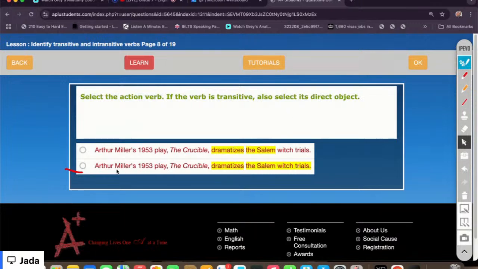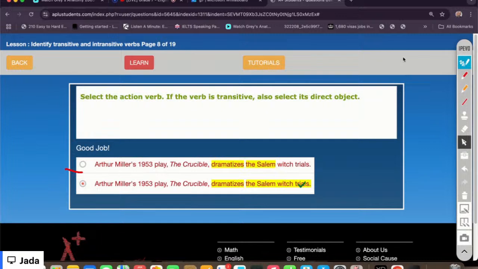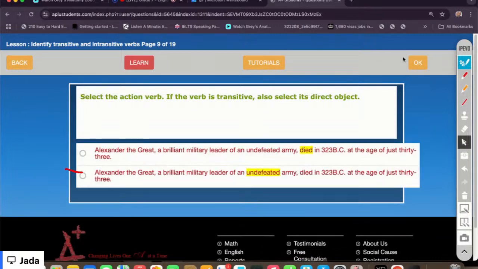Okay, so Arthur Miller's 1953 play, The Crucible, dramatized the Salem witch trials. So, which one is the correct one? When you're selecting, you have to select it up with all the objects, everything, you select them together.